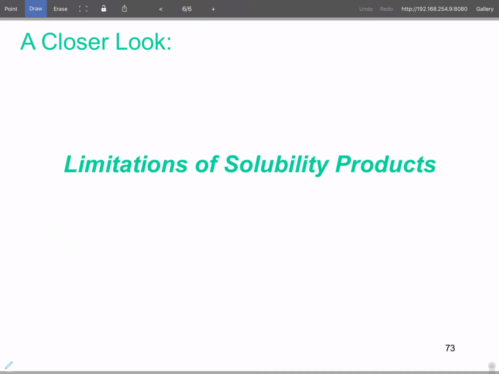Okay, limitations of solubility product. You may want to read over this. Again, it won't be a bonus question, but it's worth your time to look over the problems in the text as well as these little trivia things.